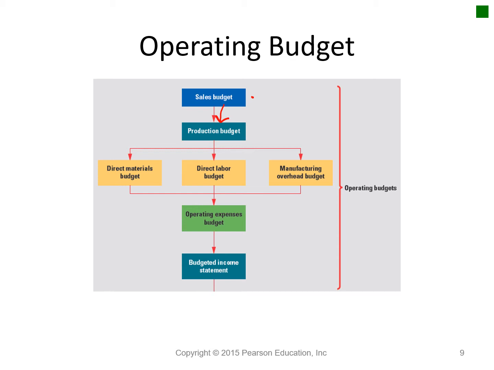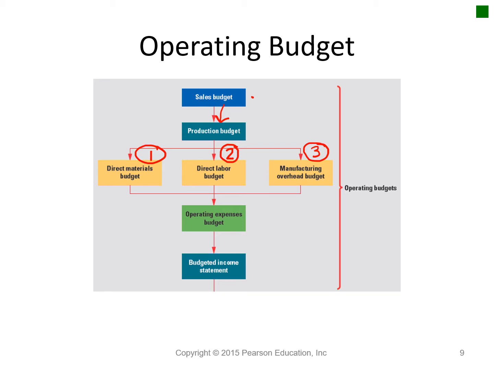And then based on production, notice if you follow your 3 product costs, you've got a direct materials budget. That's product cost number 1 we've been talking about all semester. We've got a direct labor budget, which is product cost number 2. And then notice product cost number 3, which is your overhead budget. All of those are tied into the production budget.